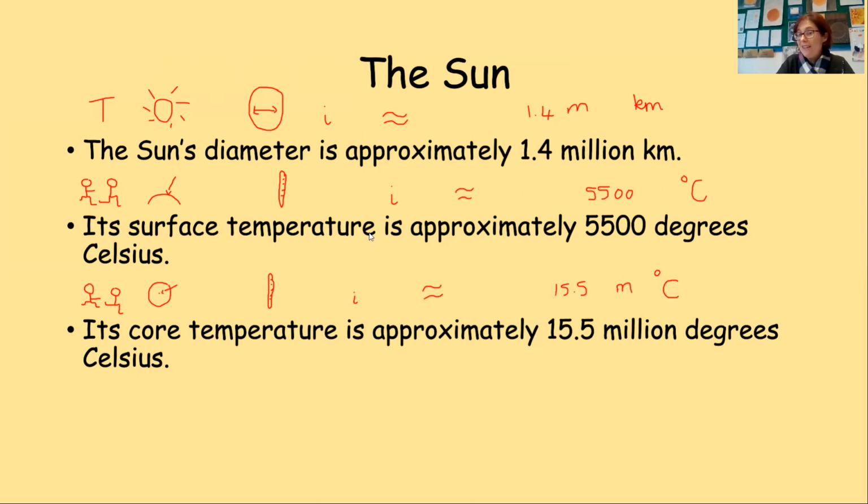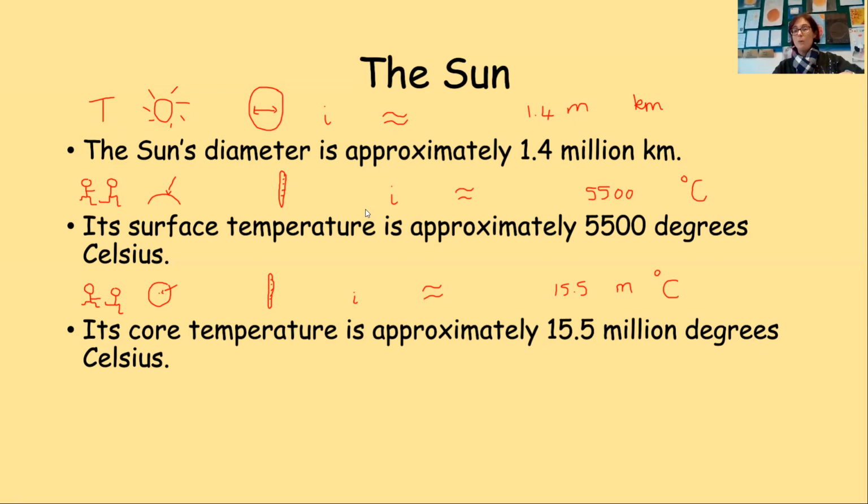But if you were to copy these pictures and try saying it again and again and again, hopefully you could take away the text and then the pictures as well. So I'm going to hold my hand up to the screen, which you can do as well. I'm going to cover the text and I'm going to read the pictures. So the sun's diameter is approximately 1.4 million kilometers. Its surface temperature is approximately 5,500 degrees Celsius. Its core temperature is approximately 15.5 million degrees Celsius.